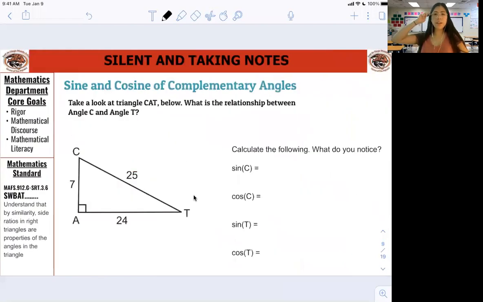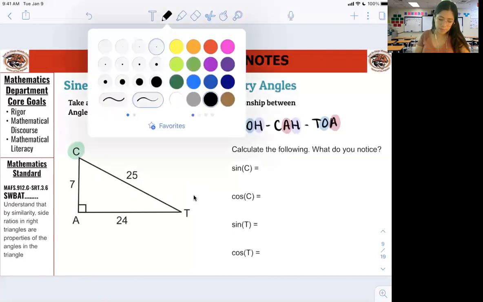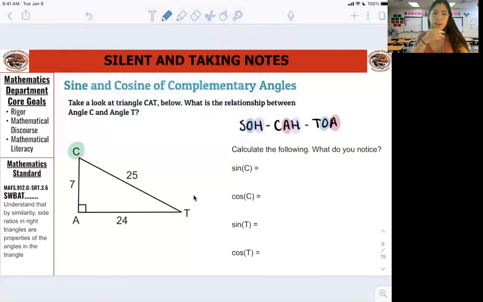Okay, so let's take a look at this triangle. We're not doing anything that much different quite yet, but just take a look at this triangle, triangle CAT, and we're going to calculate the sine and the cosine of angle C and angle T. So let's start with angle C. Let me highlight angle C. Which one's my opposite side? AT, good.